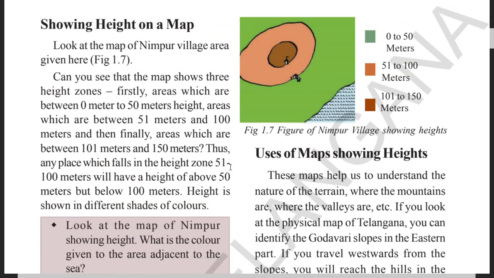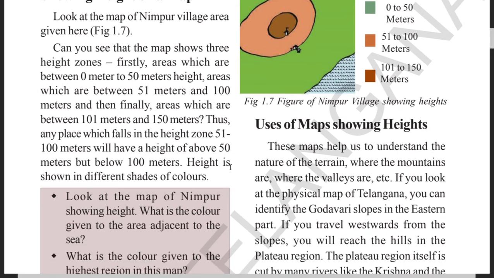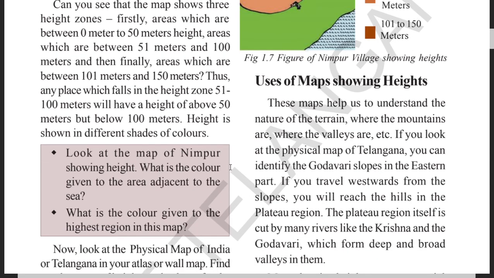Uses of maps showing heights. These maps help us understand the nature of the terrain, where the mountains are, where the valleys are, etc. If you look at the physical map of Telangana, you can identify the Godavari slopes in the eastern part. If you travel westwards from the slopes, you will reach the hills in the plateau region. The plateau region itself is cut by many rivers like the Krishna and the Godavari, which form deep and broad valleys in them.